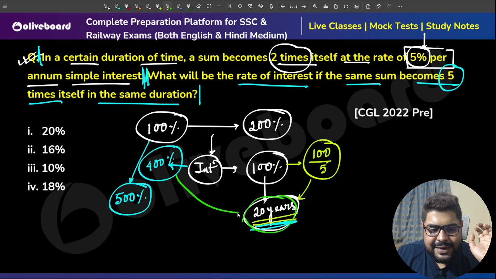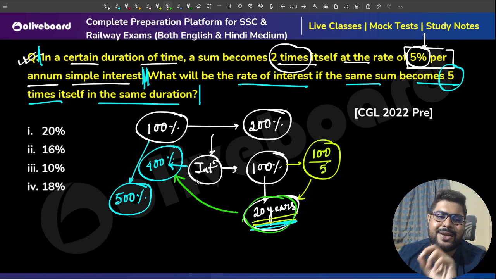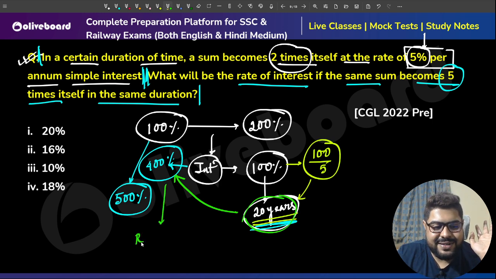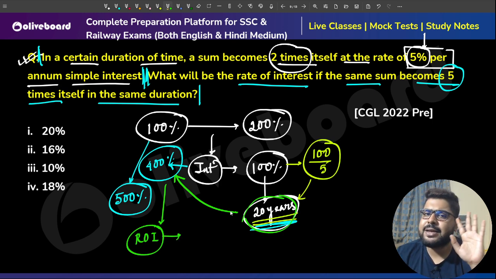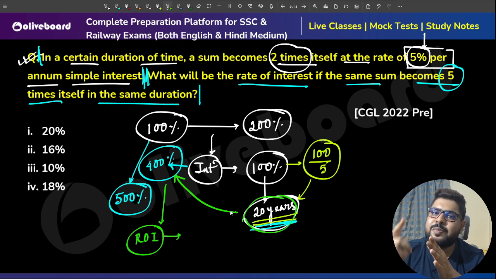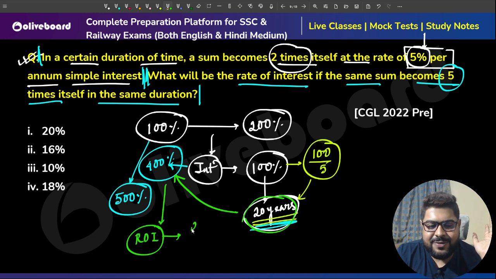So in 20 years I need to find 400% interest. What is the rate of interest, sir? What is going to be the rate of interest, or the 1 year interest? Rate of interest is interest per year in terms of percentage. So 400% by 20 is 20%, sir. Simple as that.